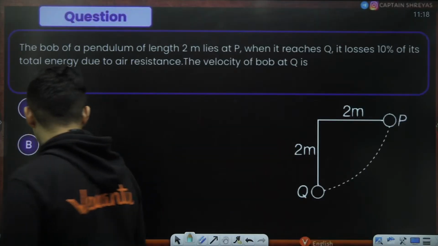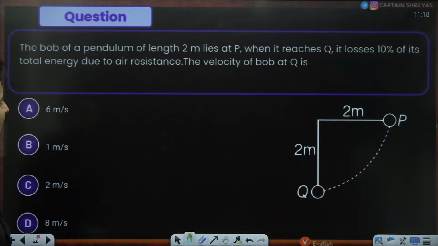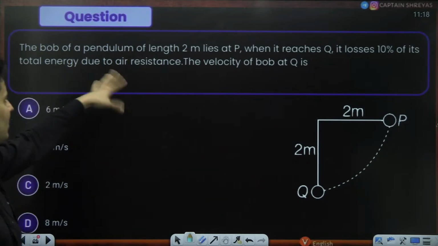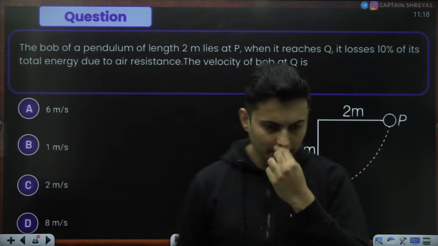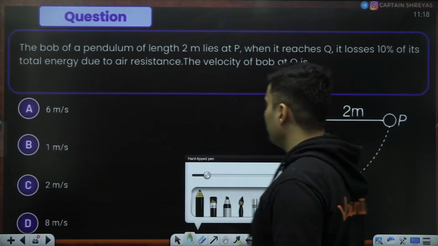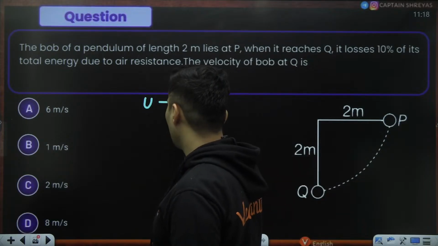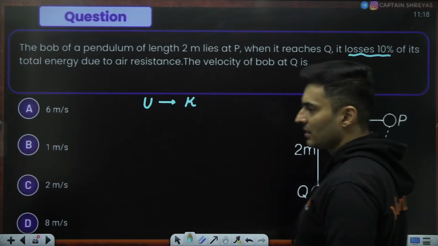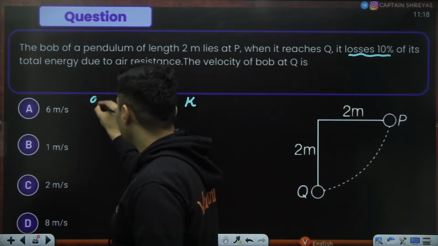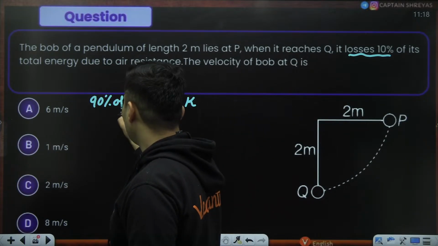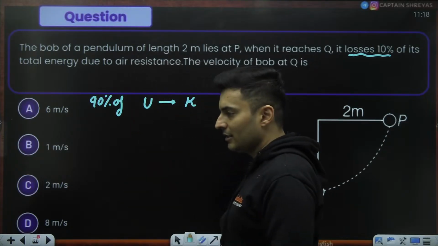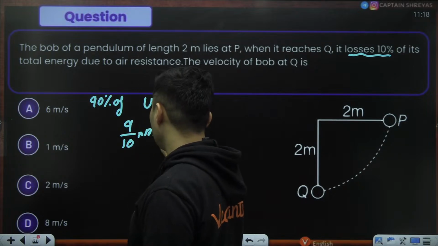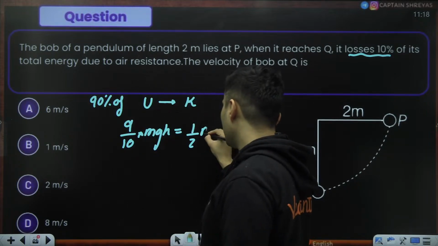Moving on to the next question coming up on your screen. There is a bob of a pendulum that lies at P, reaches Q, and loses 10% of its energy due to resistance. The velocity is how much? Okay. Ideally, what should have happened? The potential energy should have got converted into kinetic energy. But because it loses 10%, that means only 90% of the potential energy gets converted into kinetic energy. So what's 90%? That is 9 by 10 of potential, which is mgh, is equal to half mv square.